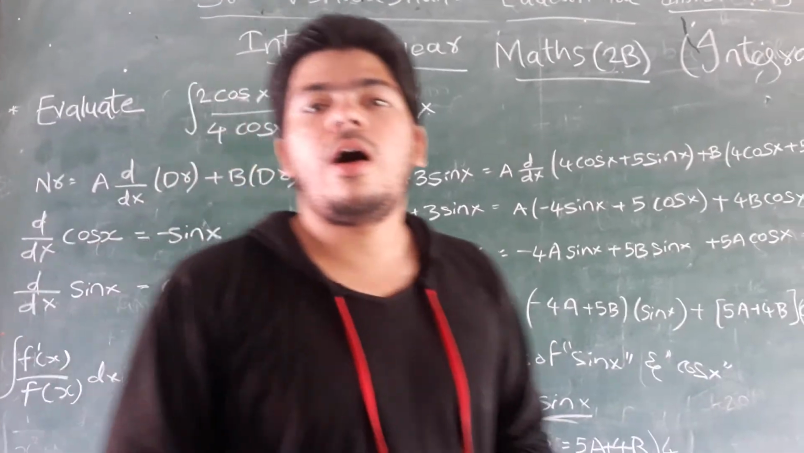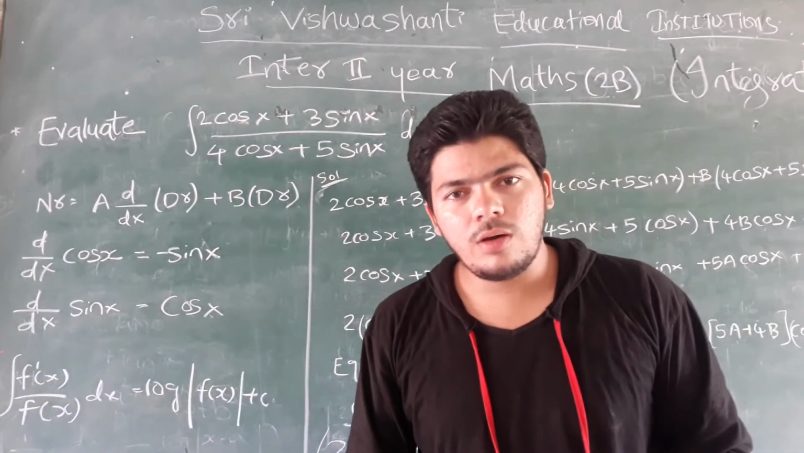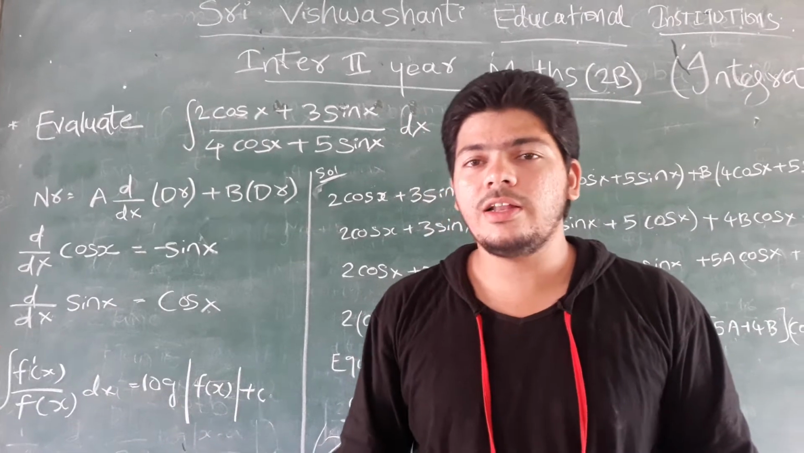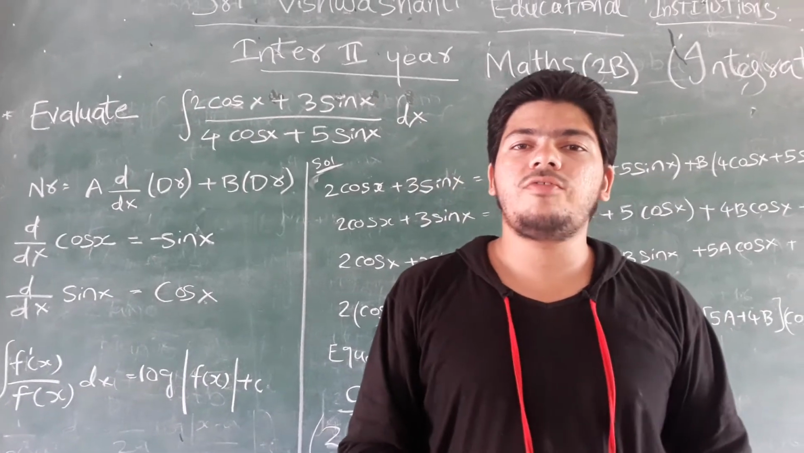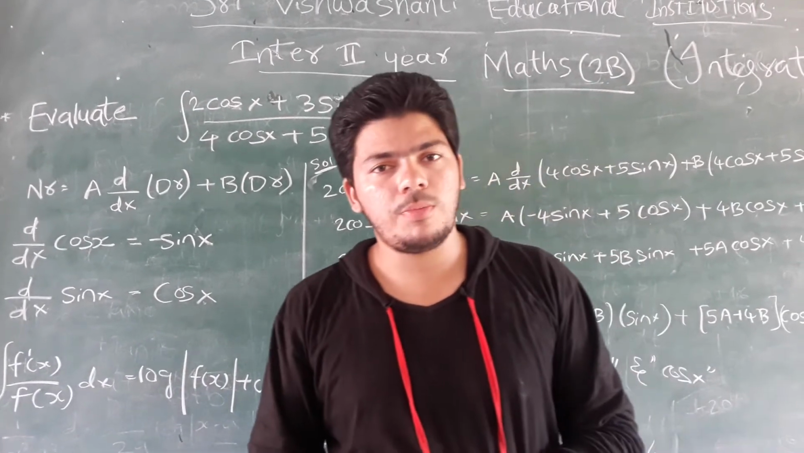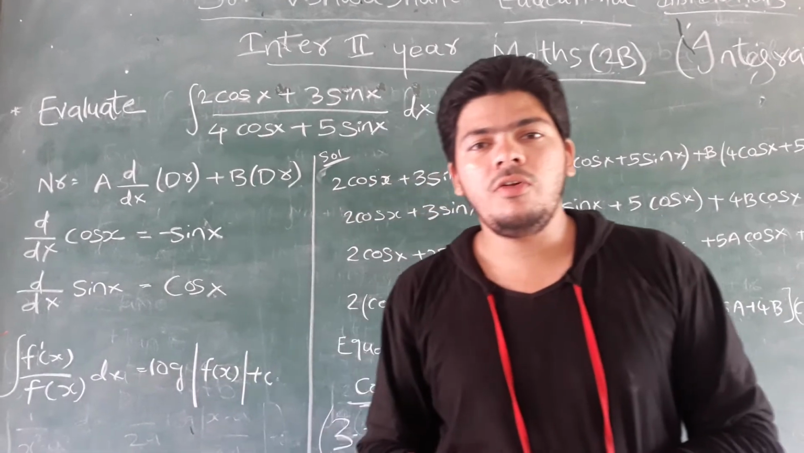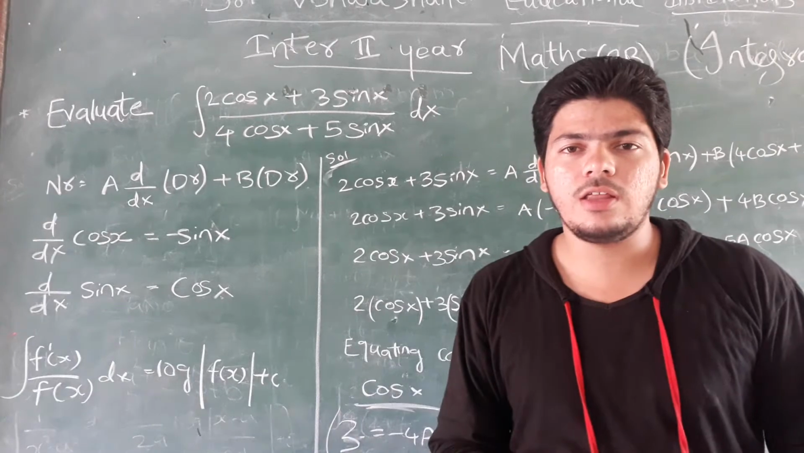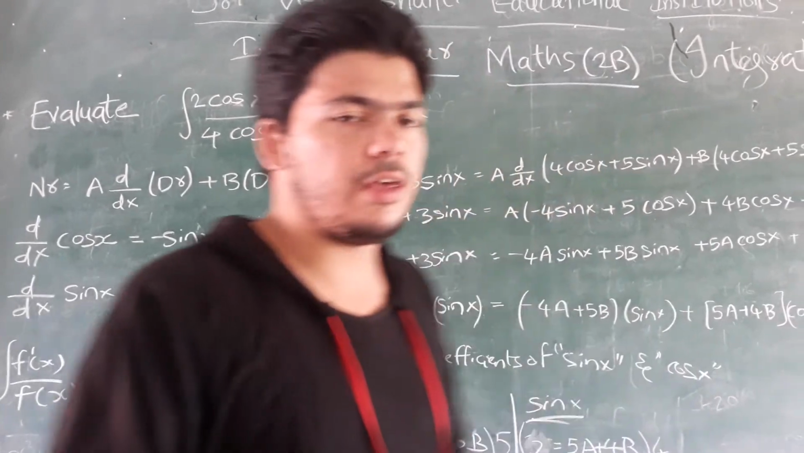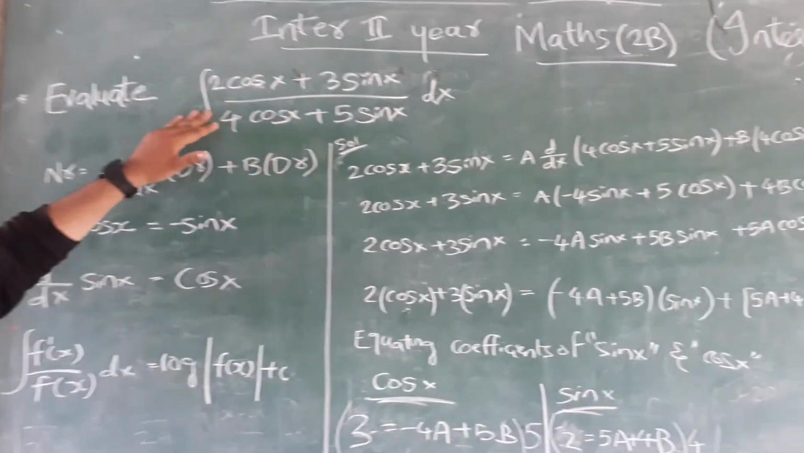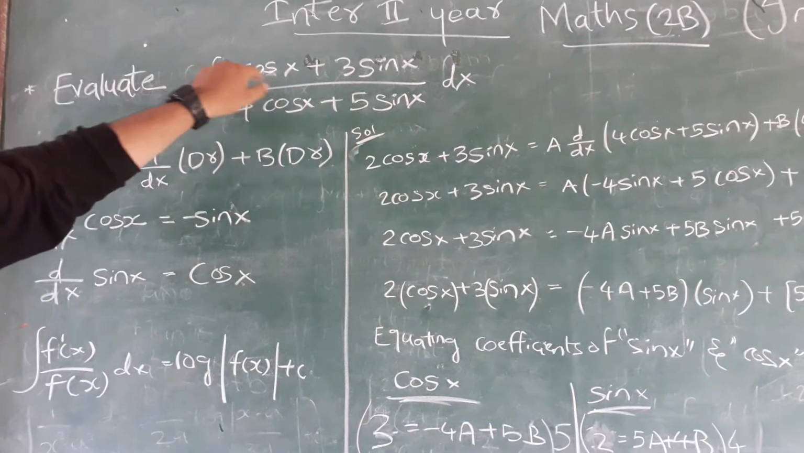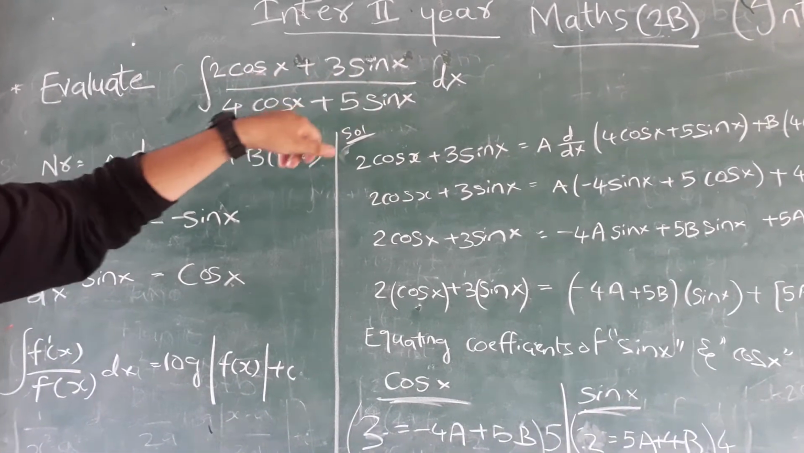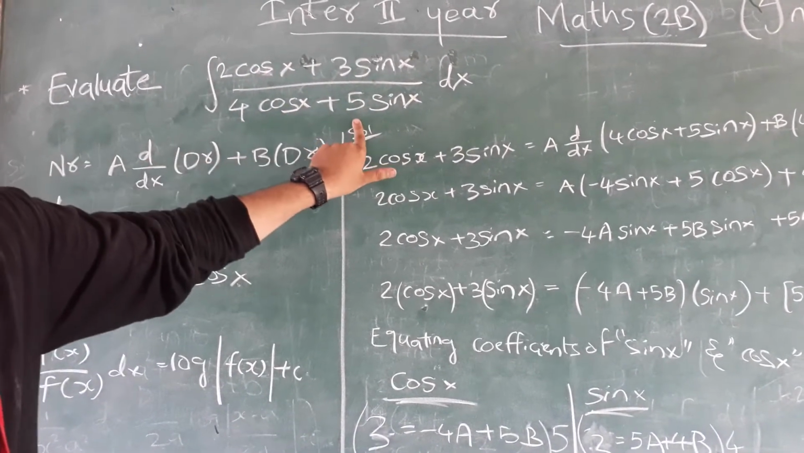Hi friends, today we are going to see about integrations and the problem. In the last class we saw one method to solve integration problems. Here we are seeing method 2, how to solve. Just see here, this is the question: evaluate the integral of (2 cos x + 3 sin x) / (4 cos x + 5 sin x) dx.